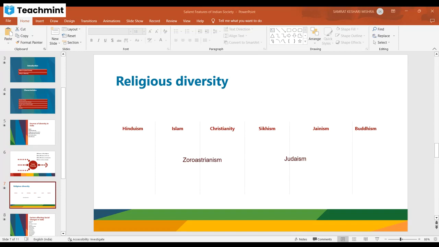So all this discussion shows the diversity that exists in India. The existence of so many religions, castes, creeds, different races, different languages, different geography, so different cultures. All these things create the concept of unity and diversity in India.